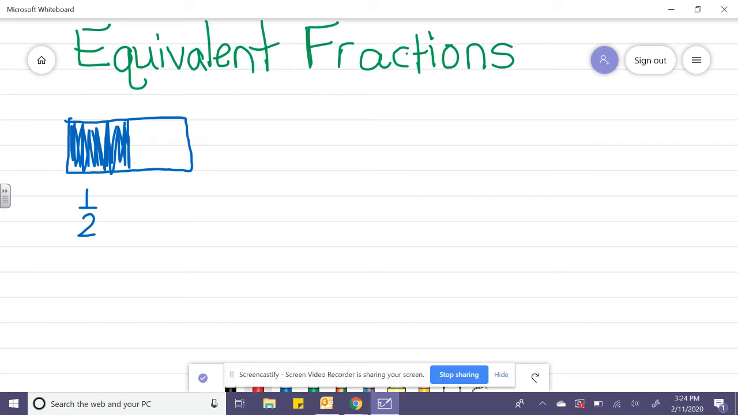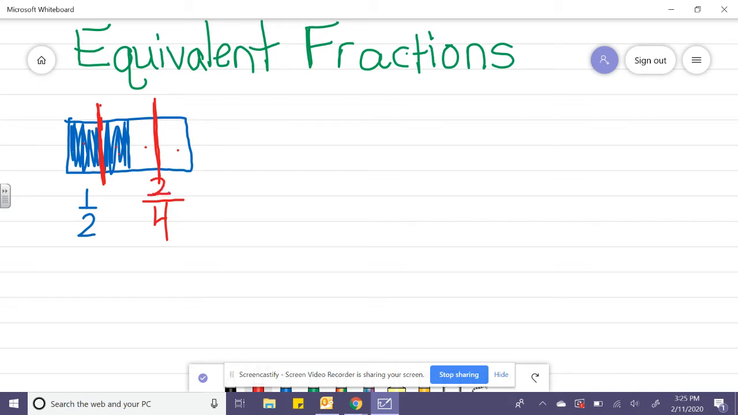Now, if we want to find an equivalent fraction, then what we would do with our area model is cut each piece in half again, or in thirds, or in fourths. And so now we look and see how many pieces we have all together. And we have 1, 2, 3, 4 pieces. And how many pieces are shaded in? 1, 2.